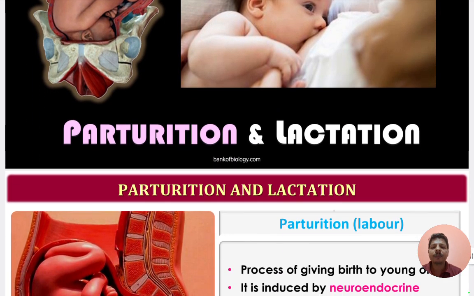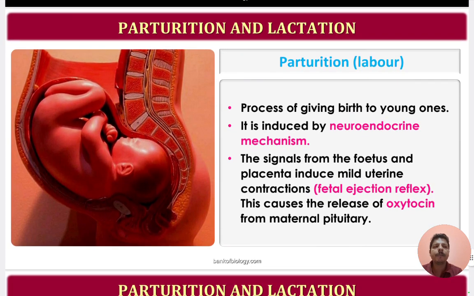Coming to the last topic, parturition and lactation. Here you can see parturition or labor. The process of giving birth to the young one is called parturition. It is induced by a neuroendocrine mechanism. The signal from the fetus and placenta induces mild uterine contraction. That is called fetal ejection reflex.